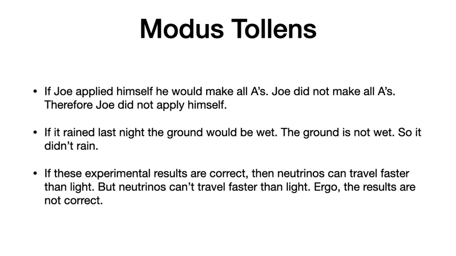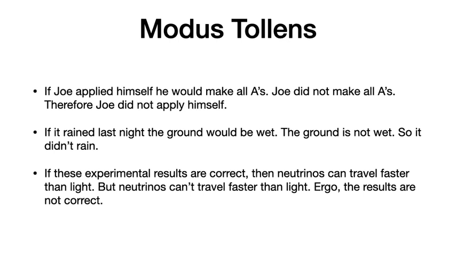The sort of flip side to modus ponens and another form of valid argument is called modus tollens. Here's some arguments that use this. If Joe applied himself, he would make all A's. He didn't make all A's, therefore he didn't apply himself. Now this one's a little trickier, but think about it. Let's say we know that this guy's smart. Let's say that it is true that if he applied himself, he would get all A's. He doesn't get all A's. Well, if it's true that if he did apply himself, he would, and he didn't, then we know he didn't apply himself.